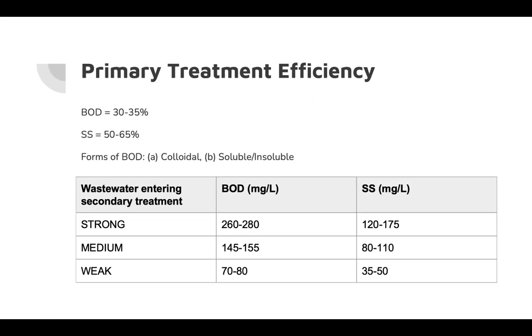Now, the wastewater would be considered strong when BOD would contain 260 to 280 milligrams per liter, and also be considered strong when the suspended solids would be between 120 to 175 milligrams per liter. The medium contains BOD of 145 to 155, suspended solids 80 to 110, and wastewater would be considered weak when there's only 70 to 80 milligrams per liter of BOD and 35 to 50 milligrams per liter suspended solids.